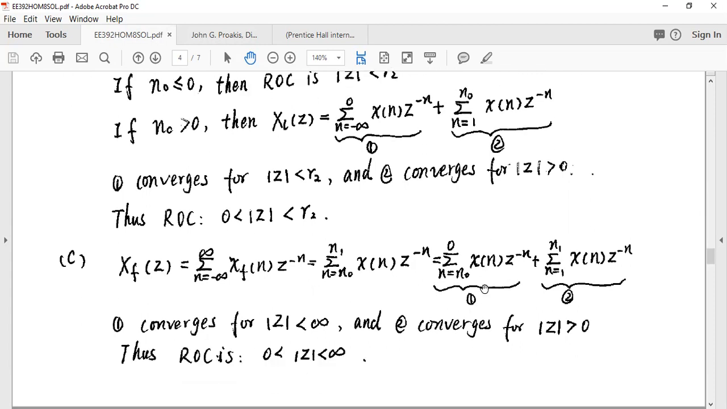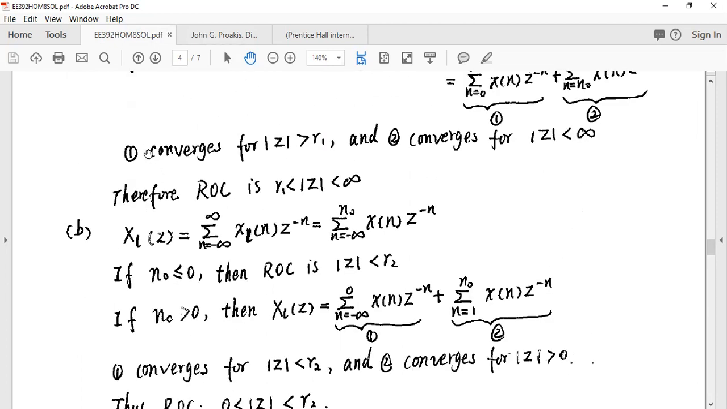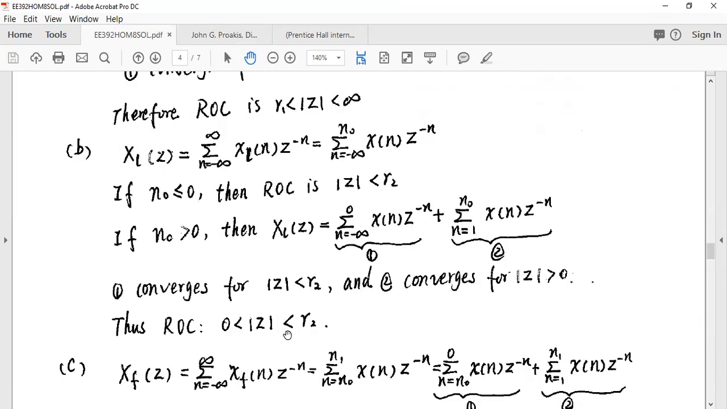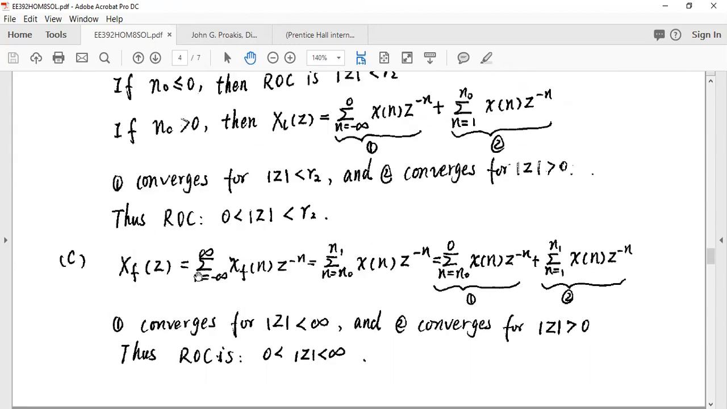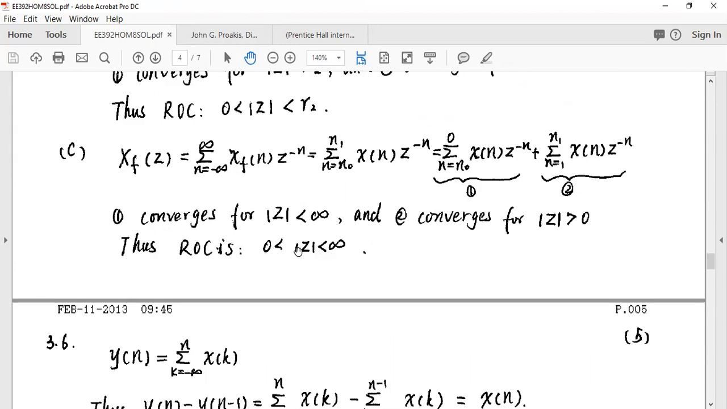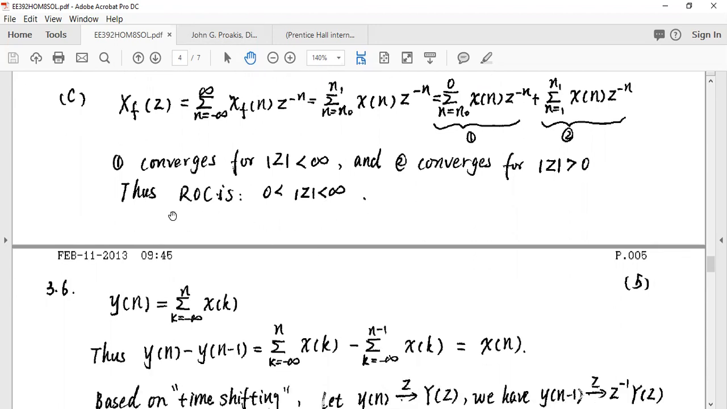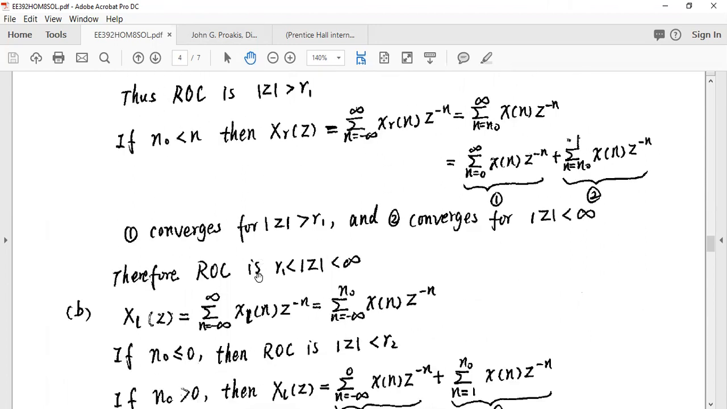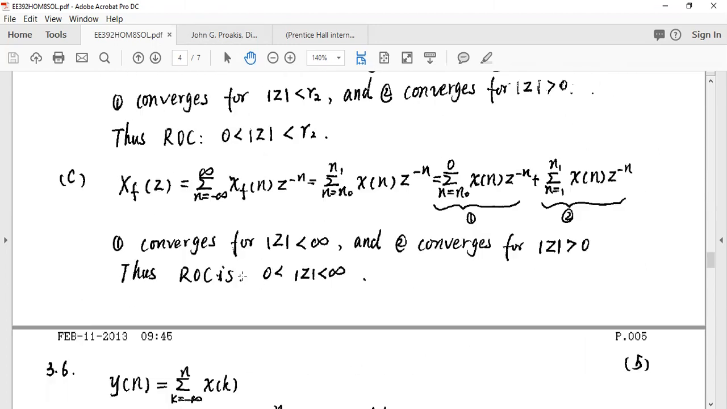We have the regions of convergence of 1 and 2. We combine that, so we end up with absolute of z is less than infinity, and 2 converges for all z greater than 0. Combining the regions of convergence over here and here, thus the region of convergence is 0 is less than the absolute value of z, which is less than infinity. That's how we get the overall region of convergence. You can have a total read of this equation; all the steps are given over here.